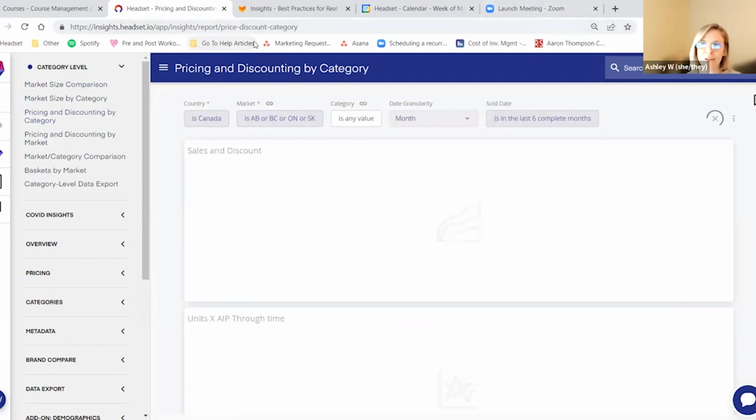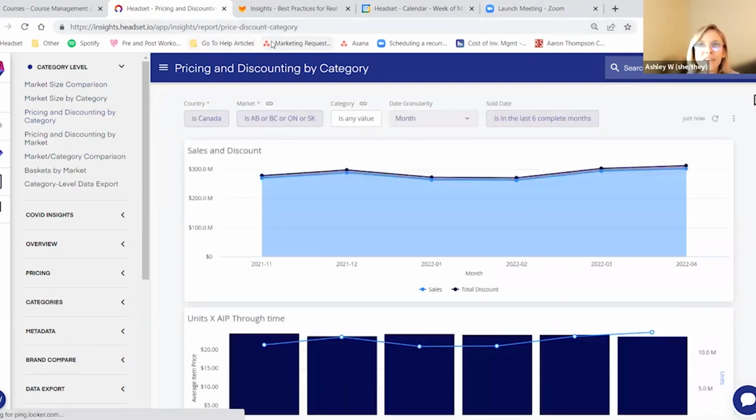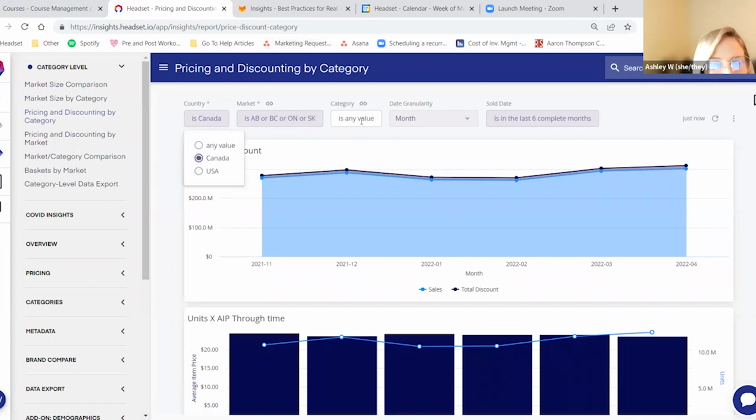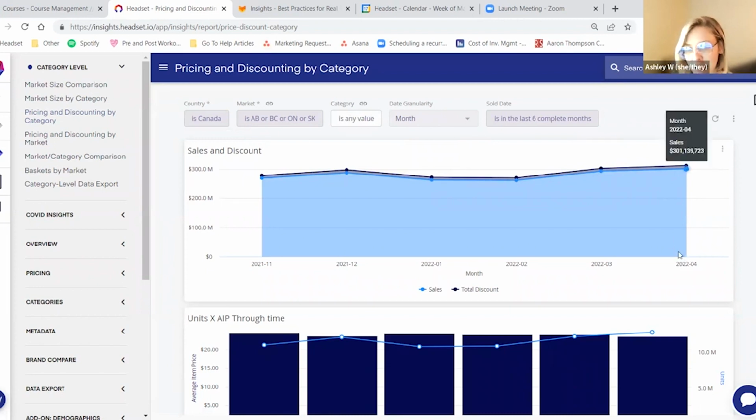Part of me kind of wants to see if I can pick a proxy state for each province, but I don't know if I can. I just might toss in Michigan on the US side since it's so close to the border. All right, since we're in Canada, I'm going to start us here with Canada and then we'll go back over to the US. So this sales and discount graph, I like looking at this, especially in the US market.